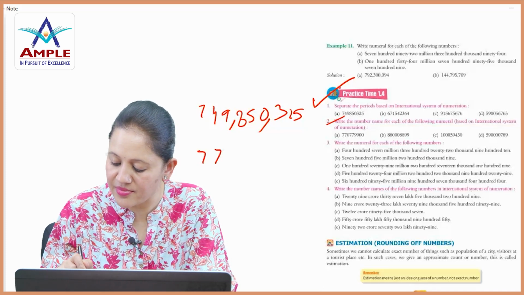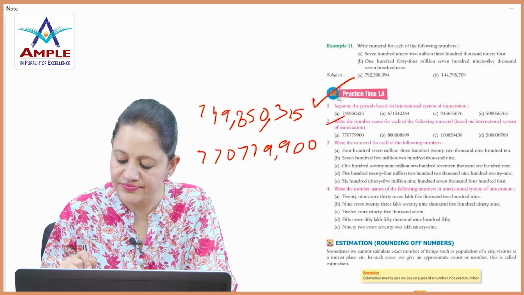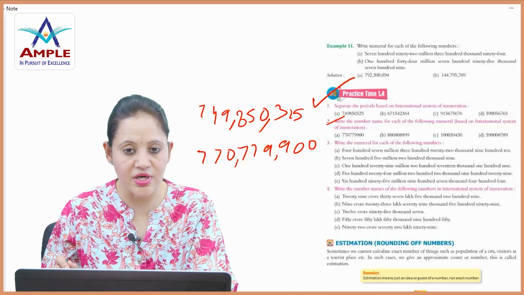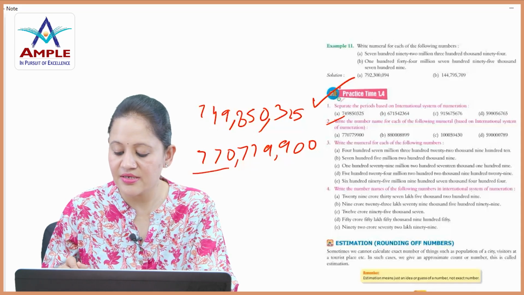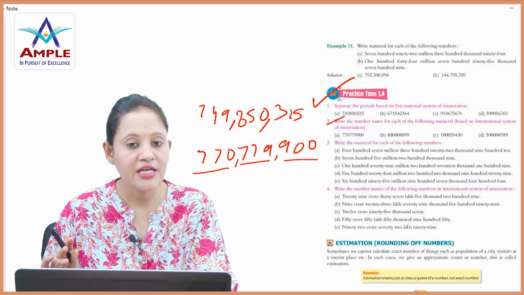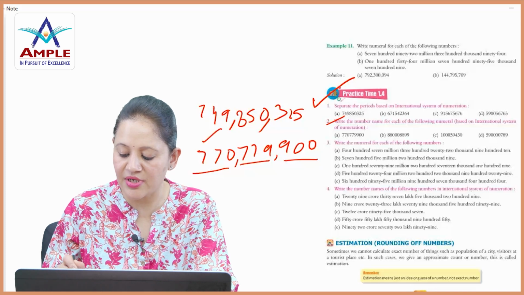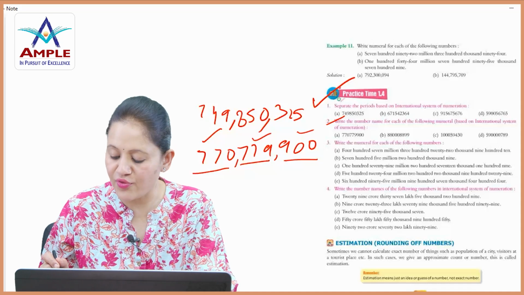Next, write the number name for each of the following numerals based on the international system of numeration. So first we'll write the number. We know in the international system, the first period is of ones, then thousand and then million. So 770 million, 779,900. Clear? This is the period of million, this is the period of thousand and this is the period of ones. So 770 million, 779,900.